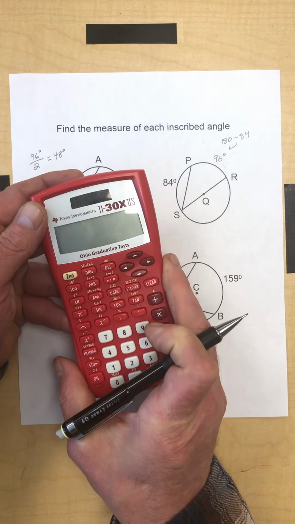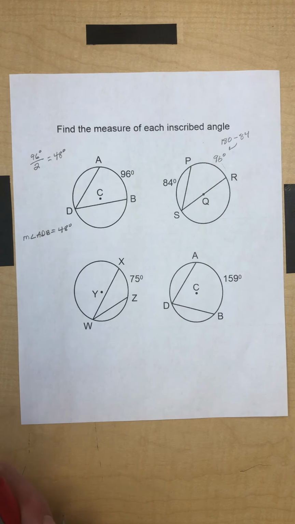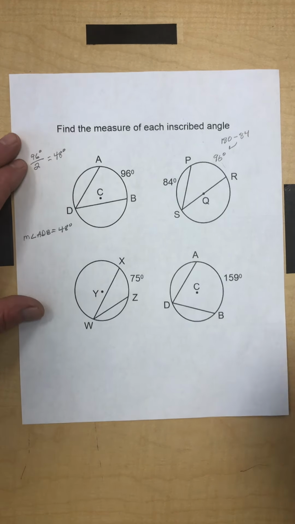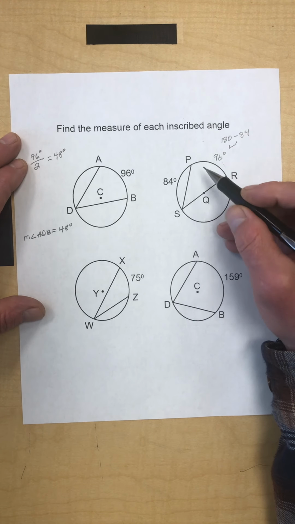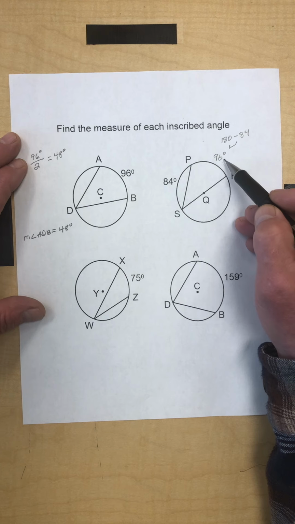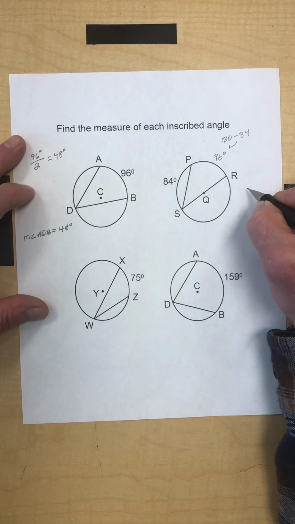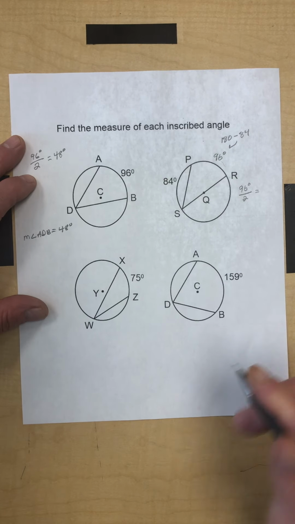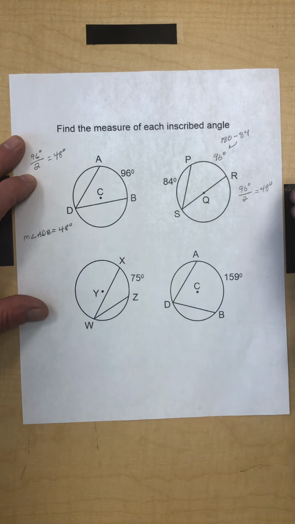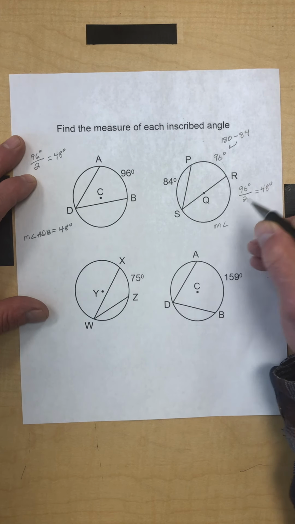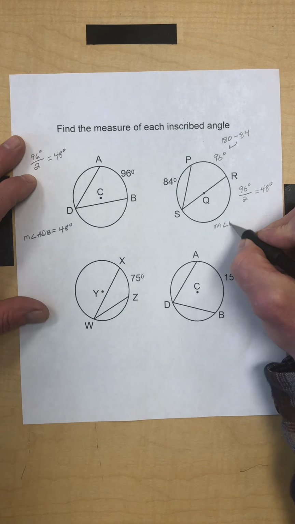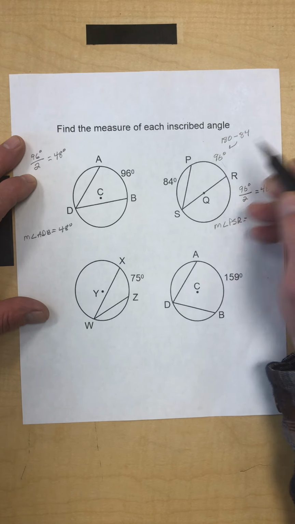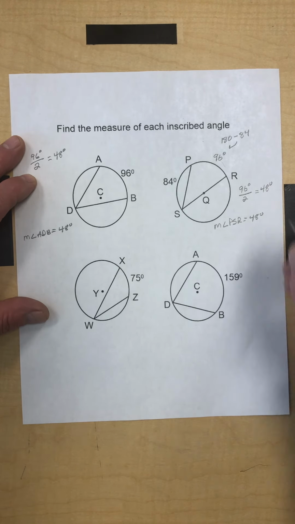If you need to check it, pull out your calculator and make sure that you have the right answer. It's 84, and we've got 96. So the measure of the inscribed angle PSR that has an intercepted arc measure of 96 has to be half of 96. We already did that in the first one, so that's 48 degrees. So the measure of inscribed angle PSR is 48 degrees, and we're in good shape.